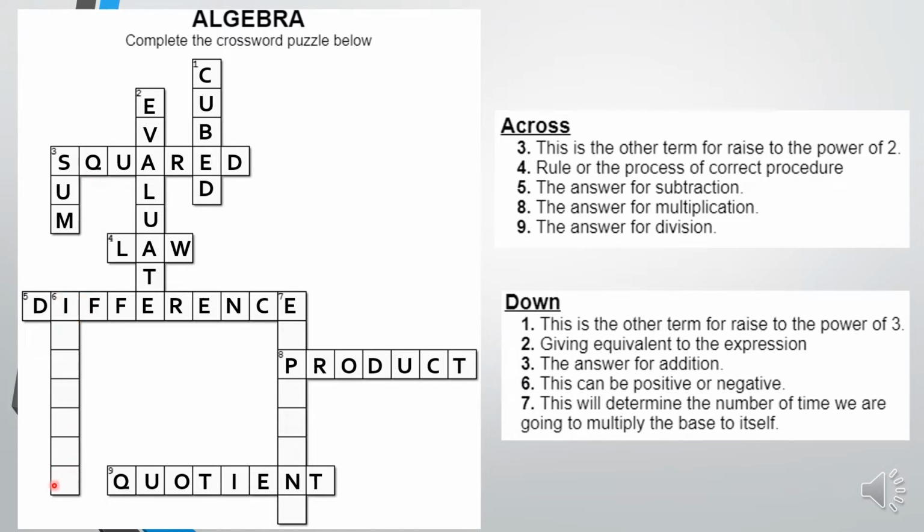Next, 6. This can be positive or negative. Very good. Ito ay integer. At last, number 7. This will determine the number of times we are going to multiply the base to itself. Ano kayang tawag dito? Great job! Ito ay ang exponent.